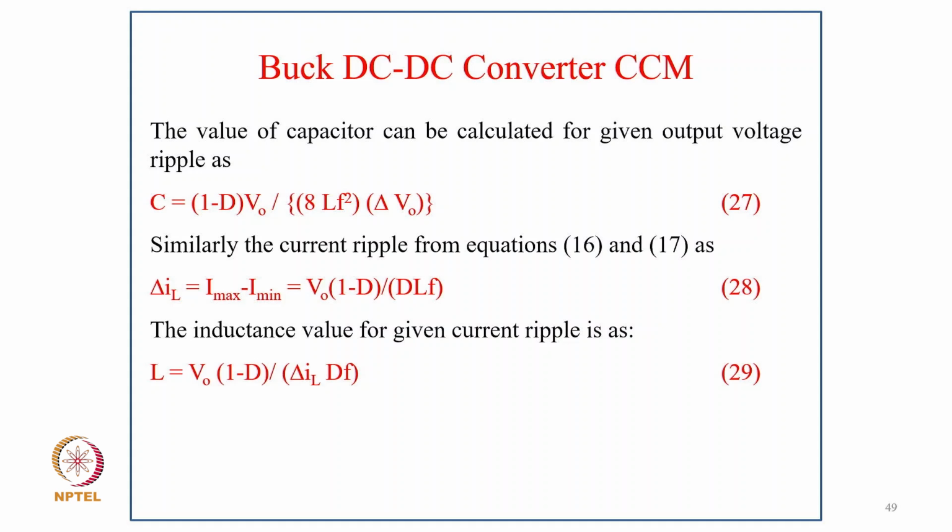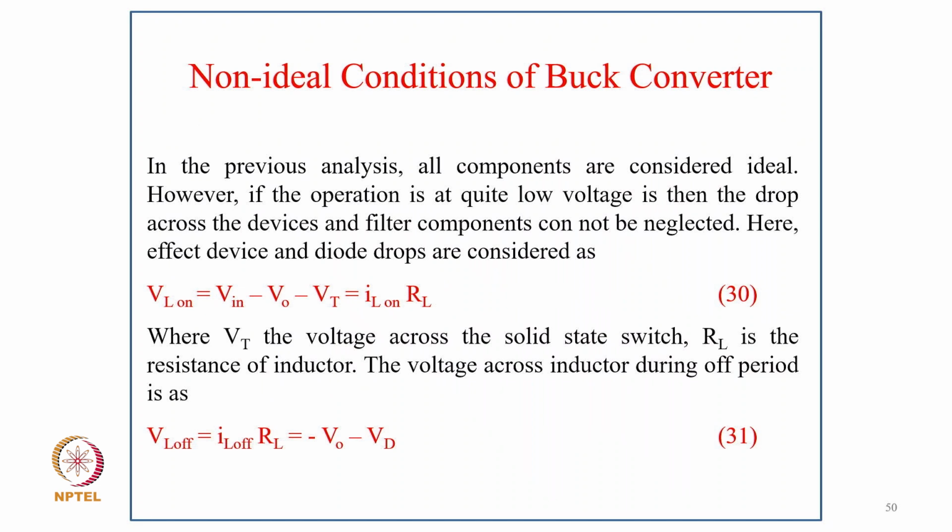So of course the inductor as well as the capacitor both depend on the frequency. The inductor is inversely proportional to frequency and the capacitor is inversely proportional to frequency square. So you can clearly see how the filter value reduces if you increase the switching frequency. So these are the design equations from which you can find the capacitor and inductor for this buck converter in continuous conduction mode. Now coming to the non-ideal condition of the buck converter.